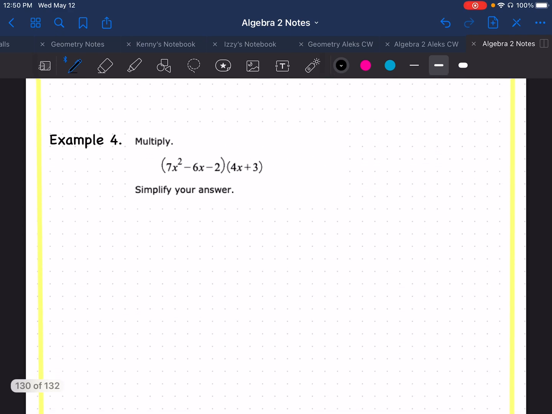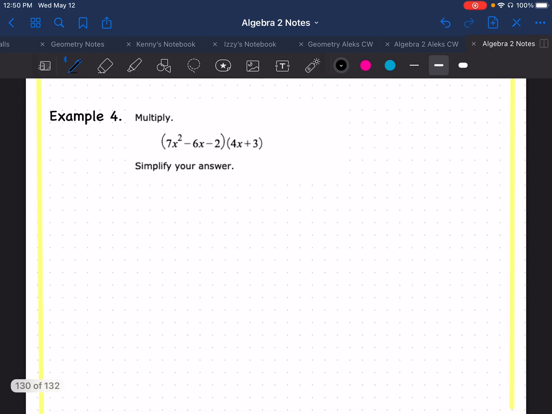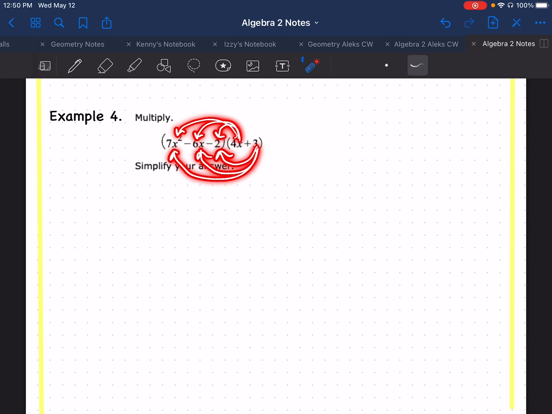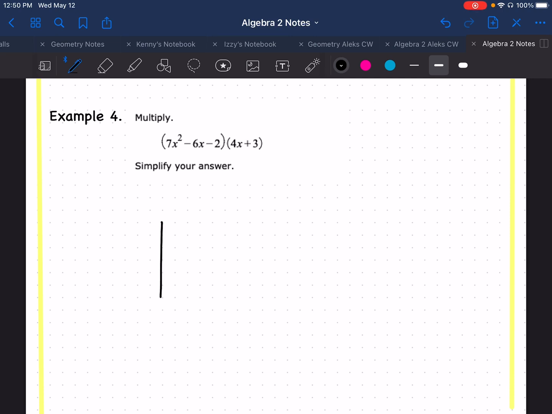All right, our last example is showing you multiplying a trinomial times a binomial. It is your choice how you'd like to do it. If you want to do the double distributing, you've got to distribute the 4x to each one, and then you got to distribute the 3 to each one. Okay, so it is quite a bit of multiplying. I'm going to show you that box method again because I really like the box method. I like that it reminds me to add, and I like that it puts my like terms together.